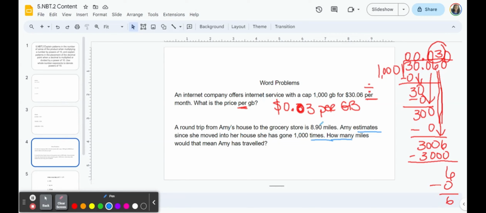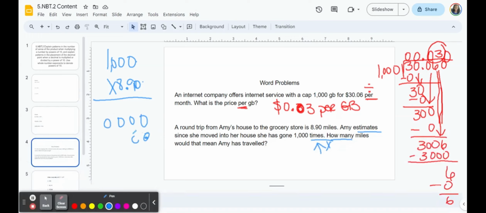All right, so let's focus on our key. So this is my keyword, times. When I see the word times, that lets me know I'm going to multiply. So I'm going to do 1,000 times 8.90. All right, so I know I'm going to have 2 decimal places in my answer. So I got 0 times 0 is 0. 0 times 0, so I'm going to do that 2 more times. And 0 times 1 is 0. All right, put my placeholder 0 in play.